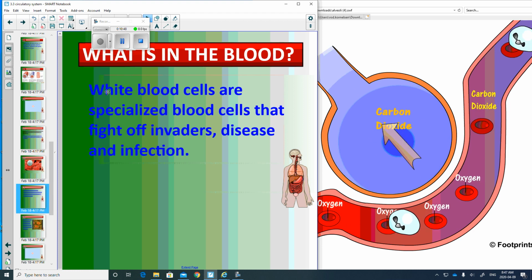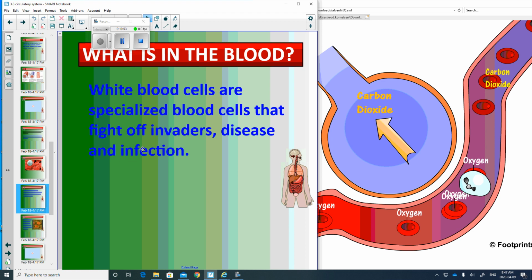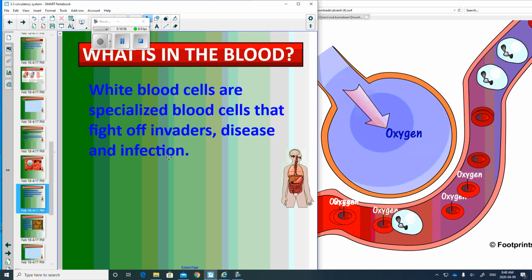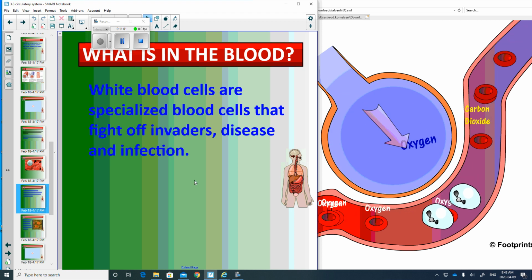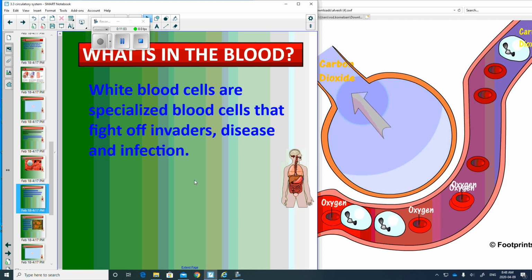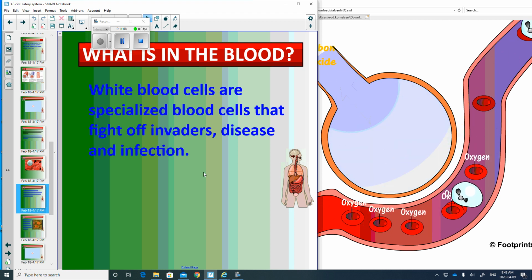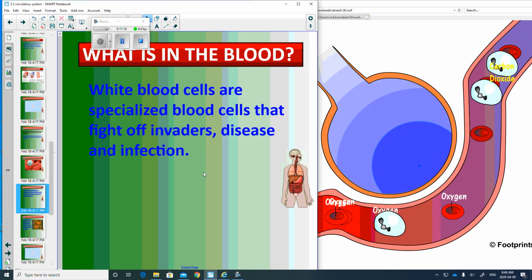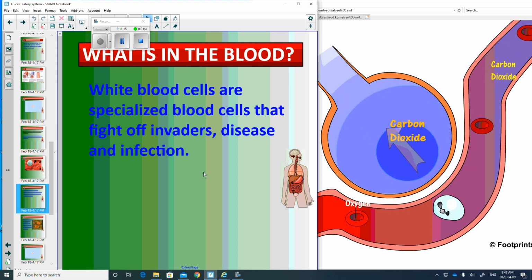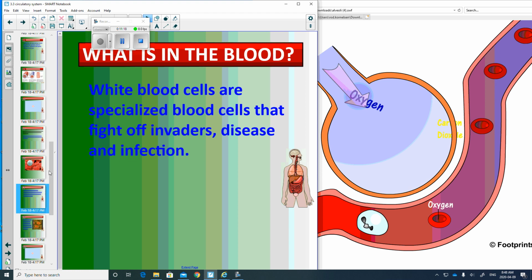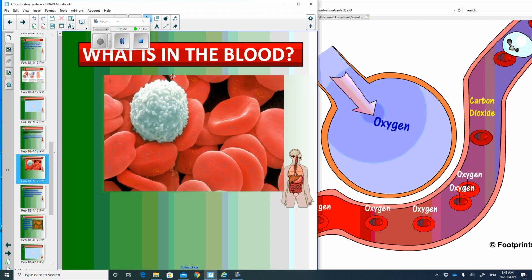And that is a white blood cell that's specialized in fighting off invaders, diseases, and infections like the COVID virus. And we've talked a little bit about this when we were talking about the respiratory system. It's the white blood cell response to the damage that the virus causes that actually causes COVID, which stands for coronavirus disease. COVID.